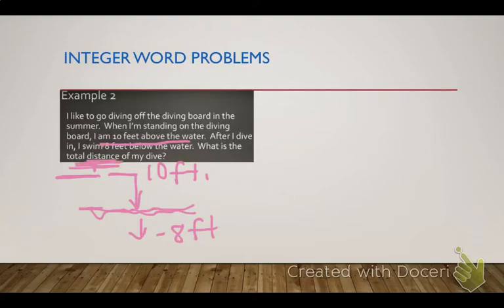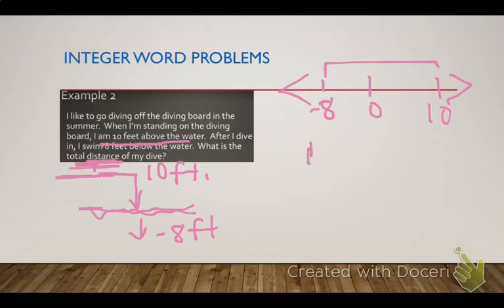Well, total distance. So let's see, we've done that before on a number line where we've had 0 here, and we've had a negative 8, and we've had a positive 10, and we want to know what is the distance from here to here. Well, that's kind of like what this is asking. What is the total distance from where I'm standing on the diving board to 8 feet below the water? What is my total distance?